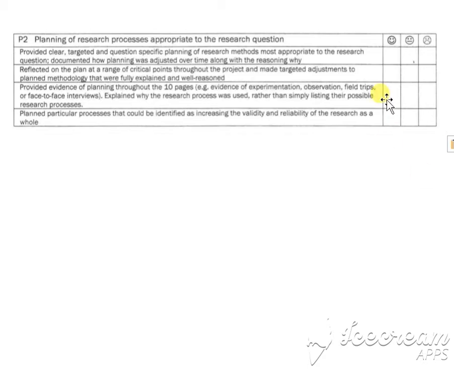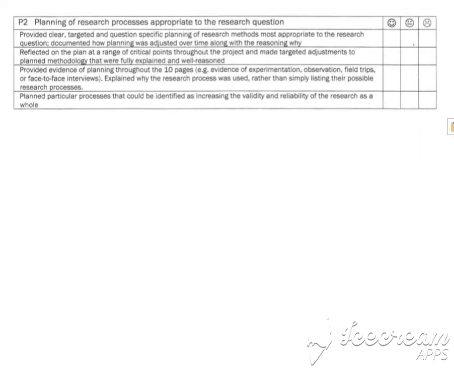Okay, so this is about P2, which is your evidence in your folio about how you planned your research. Now, some of the activities in booklet 6 led you to that, and there were a range of other materials that we provided that will help with this as well. So again, now that we're at the end of the folio, what you really want to do is go back and use this time to explain what you did and why you did it.